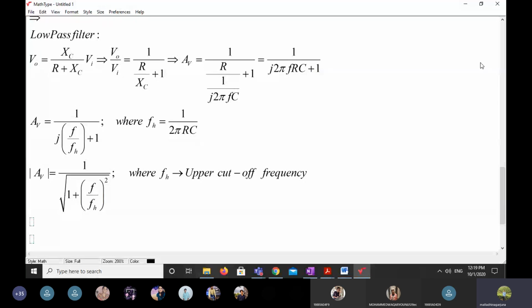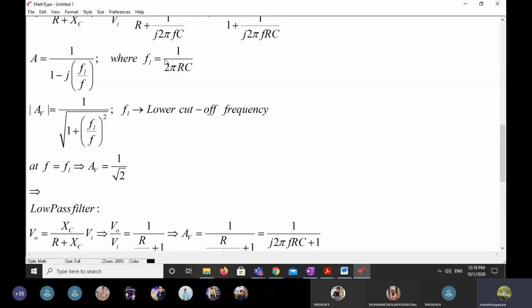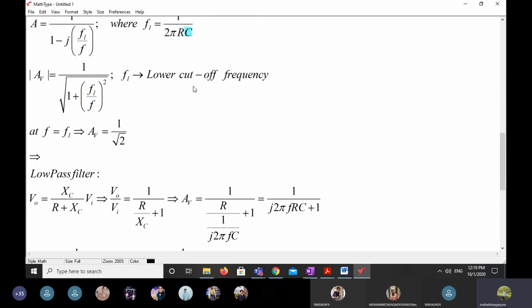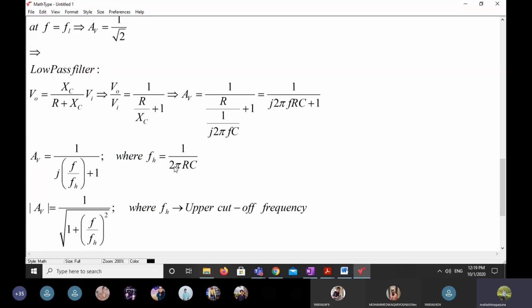Okay, so in the high pass filter, this FL is 1 by 2 pi R C, so this resistor will be the input impedance and the capacitor will be the input capacitance. Similarly, when you come to the low pass filter, which will be at the output side, FH is equal to 1 by 2 pi R C, where this is our output impedance and this is our output capacitance.